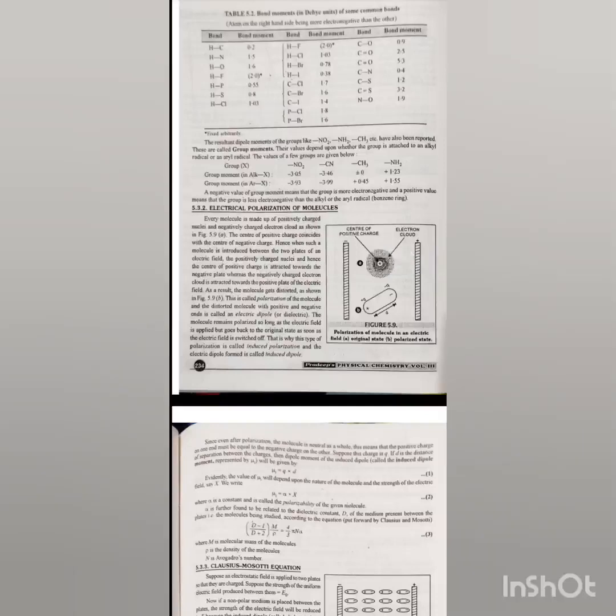As a result, the molecule gets distorted as shown in figure 5.9. This is called polarization of the molecule, and the distorted molecule with positive and negative ends is called an electric dipole or dielectric. The molecule remains polarized so long as the electric field is applied, but goes back to the original state as soon as the electric field is switched off. That is why this type of polarization is called induced polarization, and the electric dipole formed is called an induced dipole.